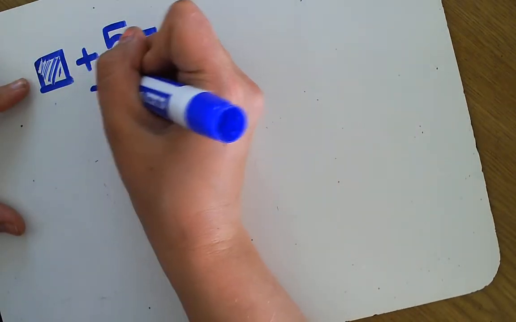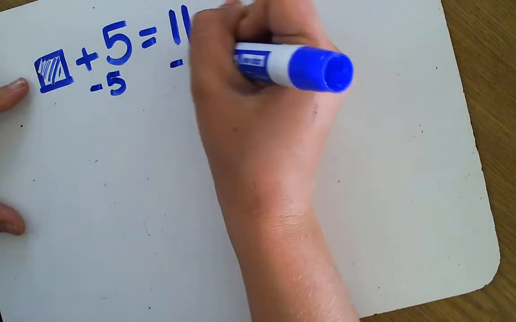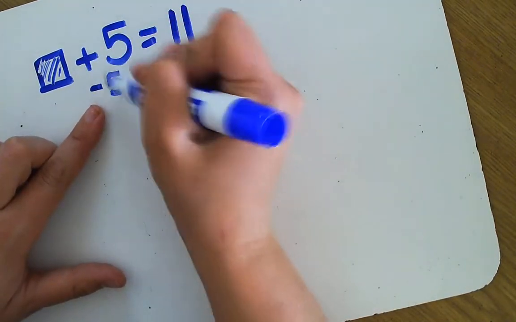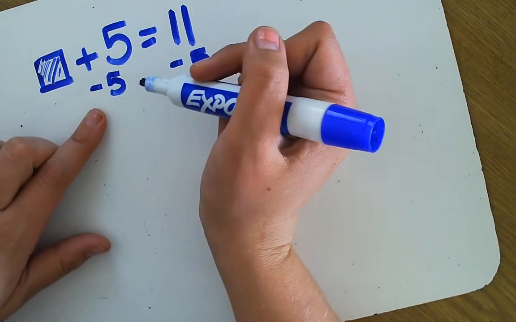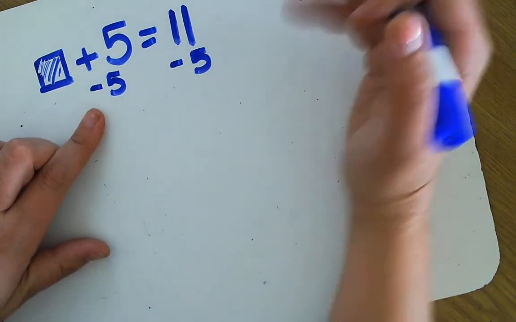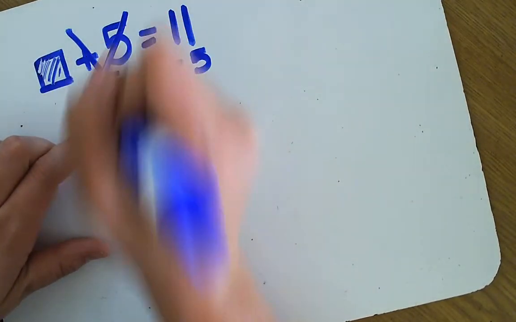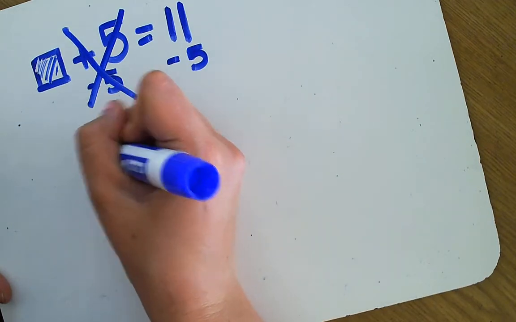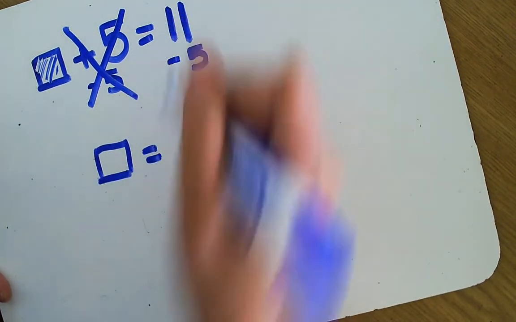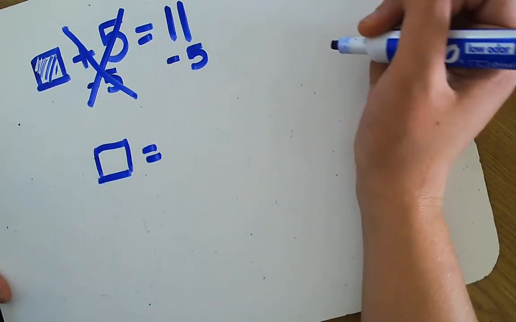So I'm going to take away 5 from this side and take away 5 from this side. These 5s actually cancel out, because if I'm adding 5 and then I'm taking 5 away, it's just going to cancel out. So I'm not going to have that anymore, and then I'm going to have my square equals whatever 11 minus 5 is.